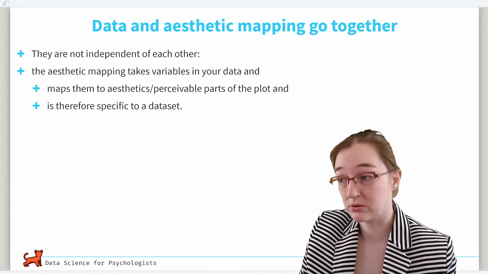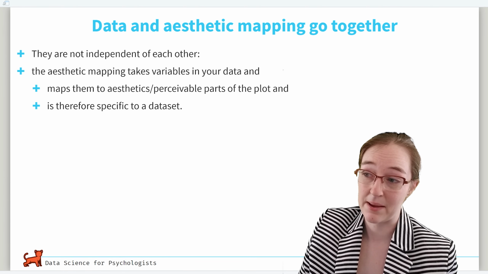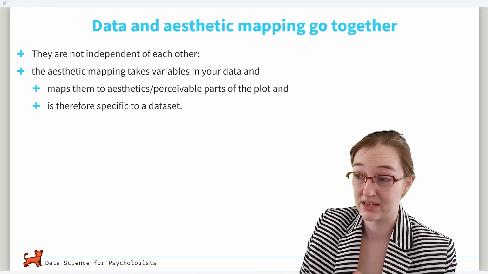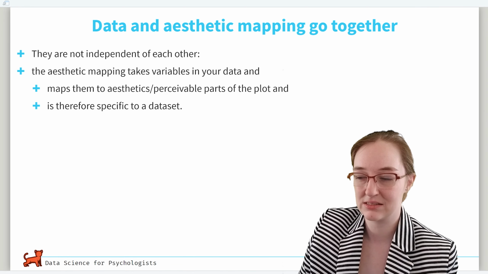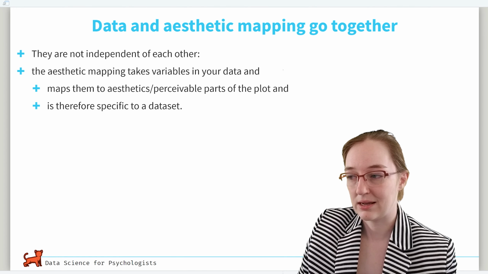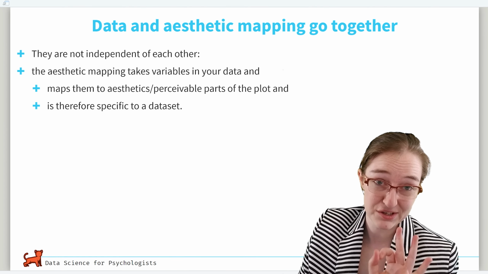Okay. Cool. So the aesthetic mapping takes the variables in your data and maps them onto the aesthetic or perceivable parts of the plot and is therefore specific to the data set.